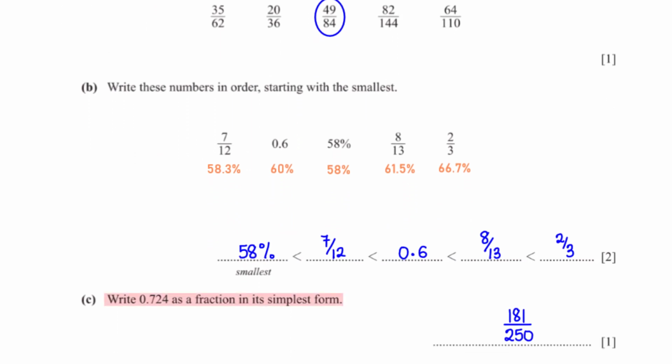Write 0.724 as a fraction in its simplest form. When we type 0.724 into the calculator, we get 181 over 250.